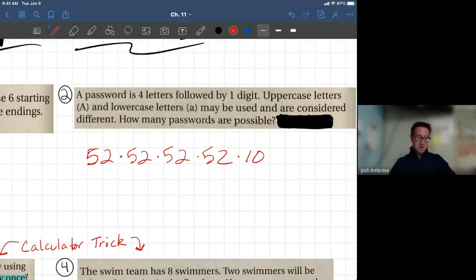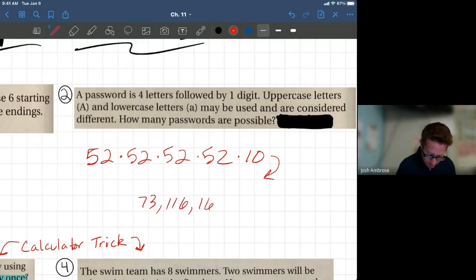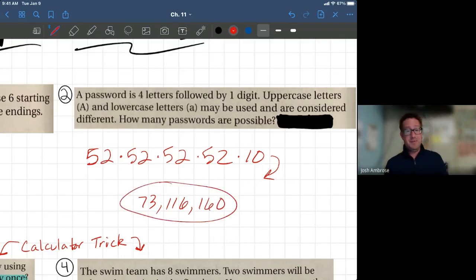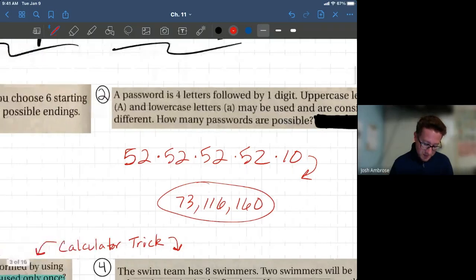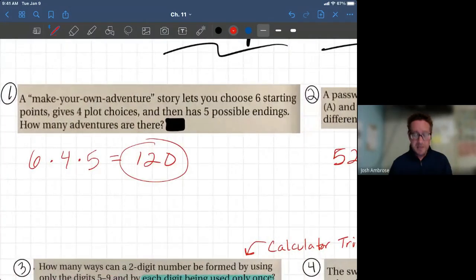Work out all the math there, plug that into the calculator, and this is going to create a much, much bigger number than our first one. I believe we're looking at 73,116,160. There are a lot of different password combinations there for just 4 letters and 1 digit, and you'll notice we're not even using special characters. So that's something to think about. When you're actually creating passwords nowadays, there are so many millions, if not billions, of different options depending on how long you make it, special characters, signs, all the different stuff that goes in there. So that covers 2 examples of the fundamental counting principle.